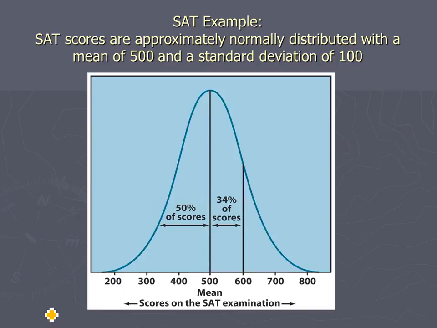Okay? Here's what your thing looks like. This is exactly what we did. If we were below 600, we'd add 50% of the scores and 34% of the scores. If you got a 600, you would be in the 84th percentile.